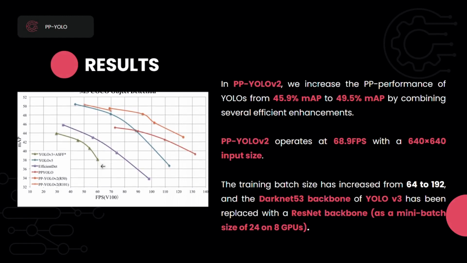In PP-YOLOv2, we increase the performance of YOLOs from 45.9% mean average precision to 49.5 mean average precision by combining several efficient enhancements. And PP-YOLOv2 operates at 68.9 frames per second with 640 input size. The training batch size has increased from 64 to 192. The DarkNet 53 backbone of YOLOv3 has been replaced with a ResNet backbone, and a mini batch size of 24 was used on 8 GPUs.